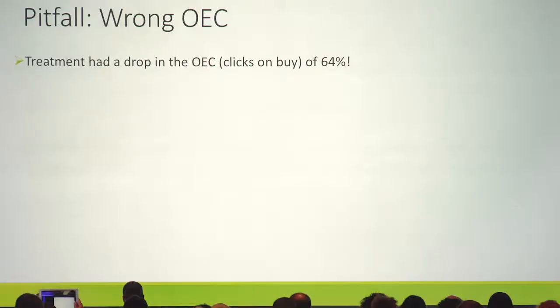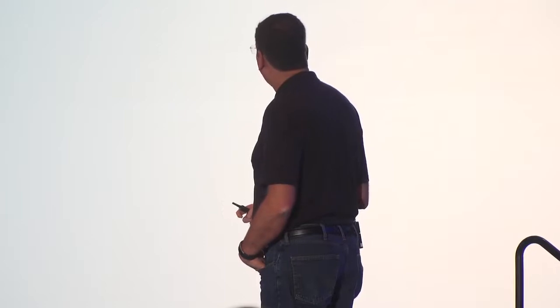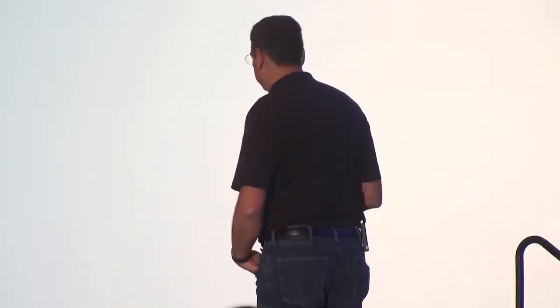the treatment added a price. And when you have a price, people don't need to click through. They're actually more qualified going into the funnel. Whereas on the left, the control, there was no price. People had to click just to see the price.